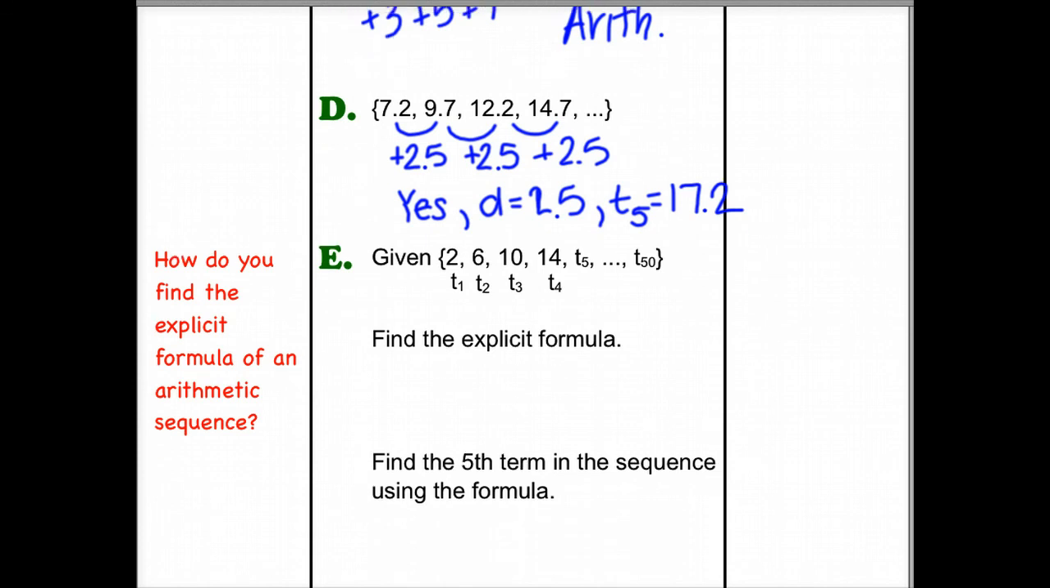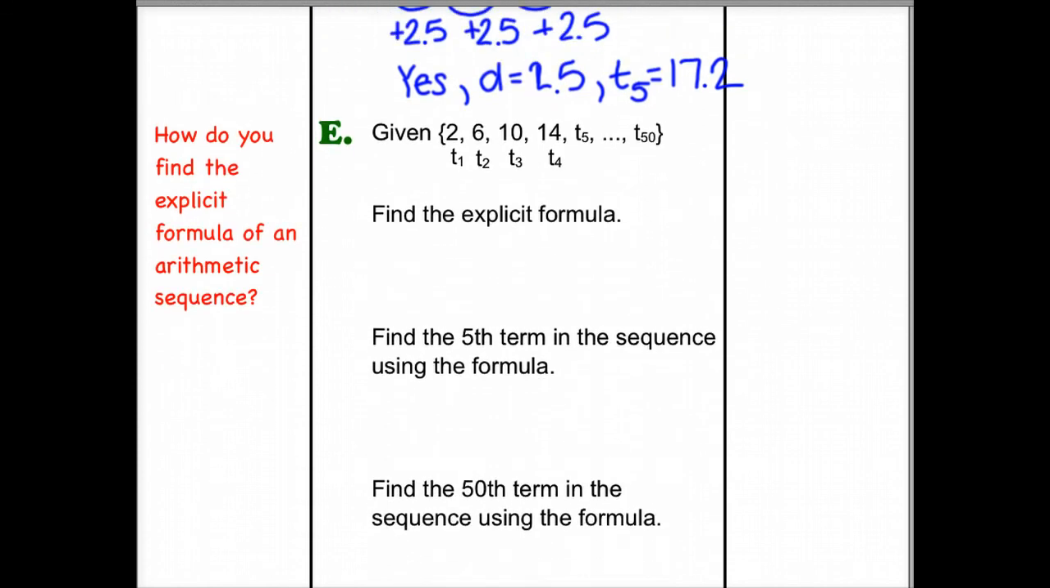The next piece is being able to take a sequence that we tell you is arithmetic, find the explicit formula, and then use that to find terms within the sequence. So here we have 2, 6, 10, 14, etc., all the way up to, say, t sub 50. If you remember, our explicit formula is t sub n equals t sub 1 plus d times n minus 1. In our case here, our t sub 1 is 2.